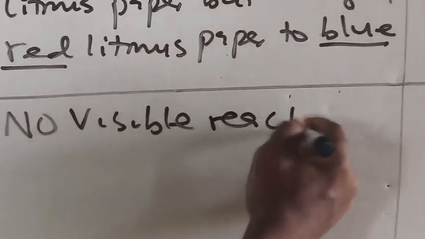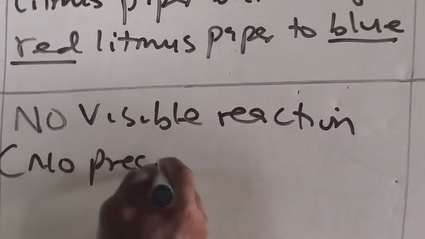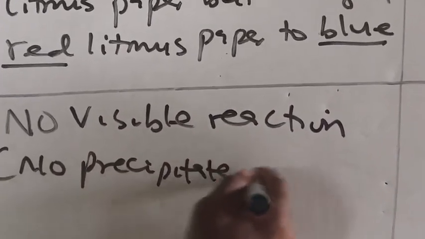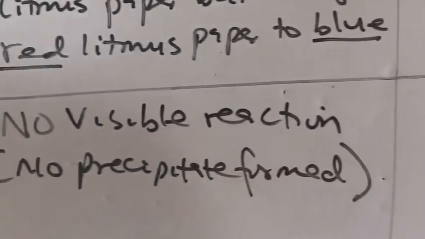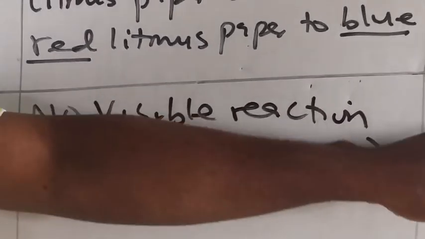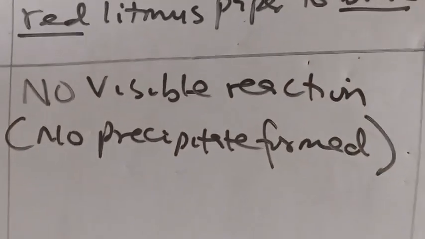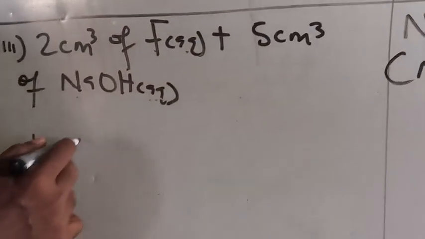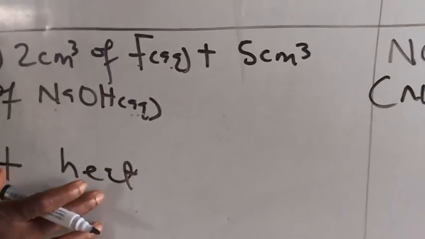Or you can write no precipitate formed. Under the inference, nothing yet. So there's no inference to this reaction because you didn't observe anything, so you are not reporting anything. Then here again, you say plus heat. We're told to heat after adding this chemical. So the next line, write plus heat.